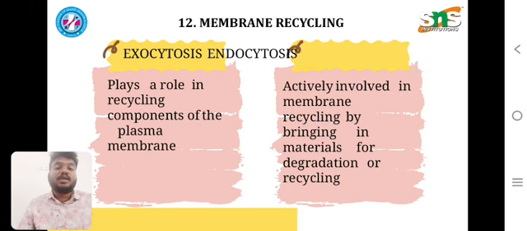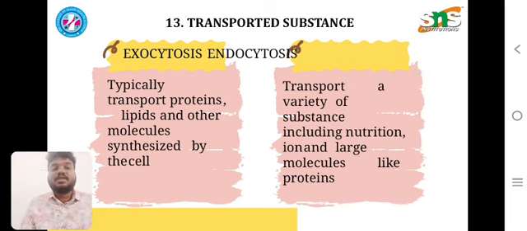So what about membrane recycling in exocytosis and endocytosis? Exocytosis plays a crucial role in recycling the components of the plasma membrane, whereas endocytosis is actively involved in bringing materials in for degradation or recycling. The substances transported in exocytosis are typically proteins, lipids, and other molecules synthesized by the cells, whereas endocytosis transports a variety of substances including nutrients, ions, and large molecules like proteins.